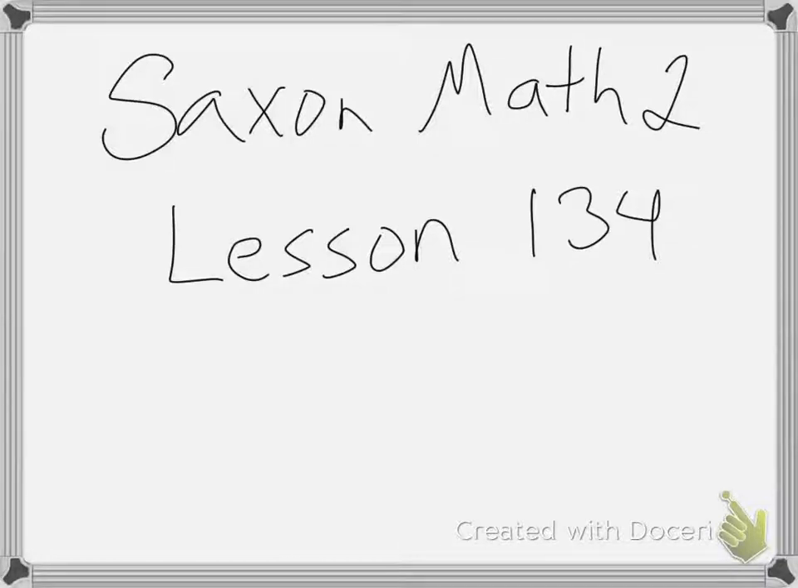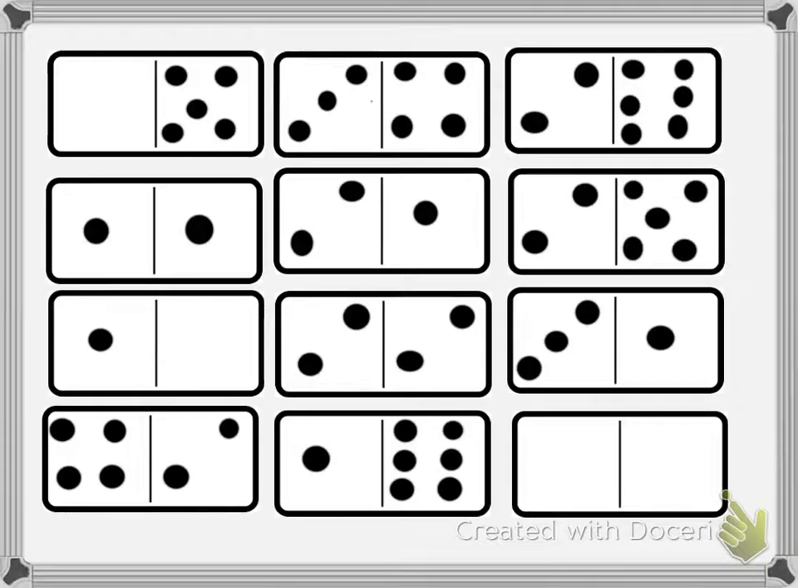All right, today's lesson is lesson 134, recording information on a graph. And today we're going to use a set of double 6 dominoes to do an experiment. So I have all of these dominoes, and on each domino there are 2 halves, and there are 0 to 6 dots on each half.